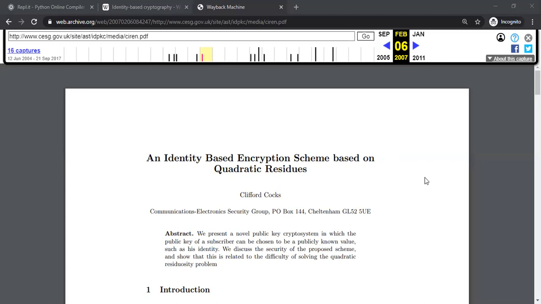In this segment, I will continue my discussion on quadratic residues. In particular, I will apply the concept of quadratic residues and discuss an identity-based encryption scheme.